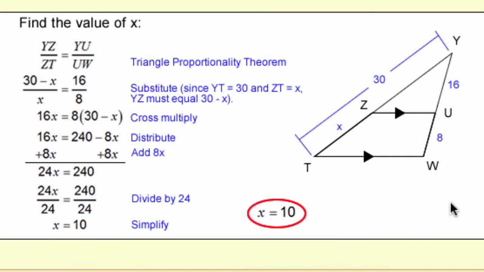In this example, the concept is the same, but the challenge is you're given the whole segment YT here, so you don't know YZ. So you can represent YZ because you know the X. So it's 30 minus X for the YZ. That makes your proportion a little more complicated because you have 30 minus X to X equals 16 to 8.